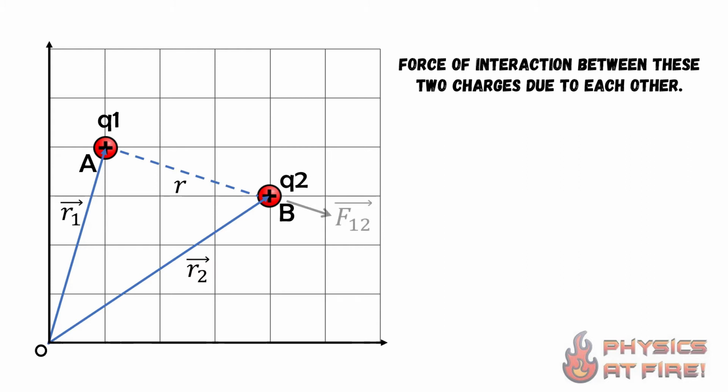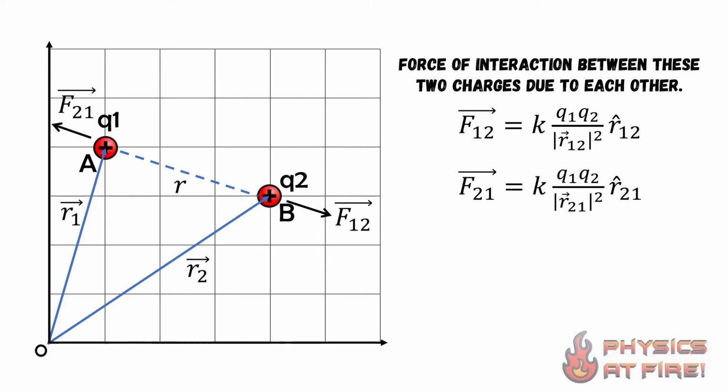Here, the force on 1 due to 2 will be K Q1 Q2 by R12 square, into R12 cap. And the force on 2 due to 1 will be K Q1 Q2 by R21 square, into R21 cap. And the directions of the forces will be as shown, as both are positive test charges and will repel each other.